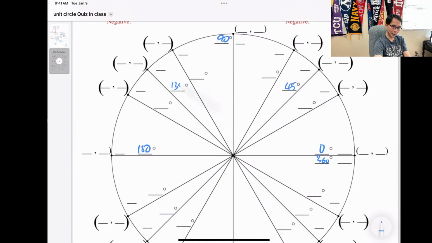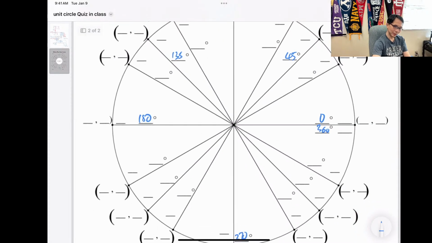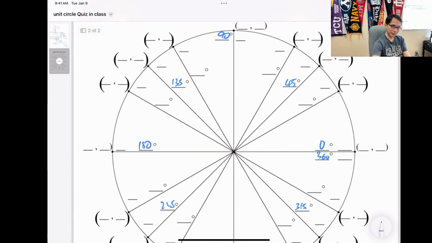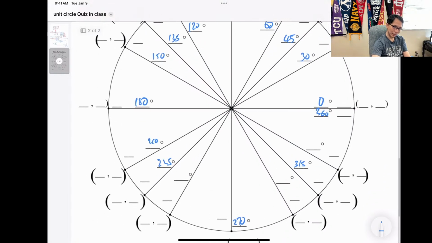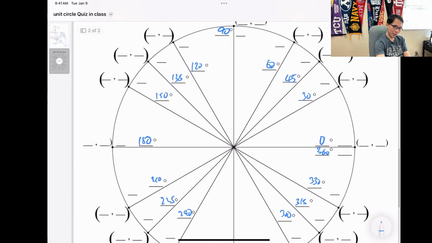45, 135, 225, and 315, and then 30, 60, 120, 150, 210, 240, 300, 330, and goes finish.